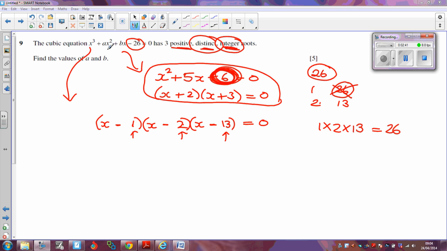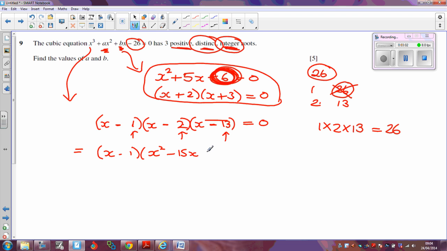Now what we need to do is actually find out the values of a and b here, and I can see that if I just remove the brackets here, I will get back to a cubic. Now to remove the brackets, first of all, I'm not going to do anything with the x minus 1, I'm just going to leave that as it is, and I'm going to multiply these two brackets together. Well, that's going to give me x squared minus 13x minus 2x, well that's minus 15x, and then that's plus 2 13s, which is 26.